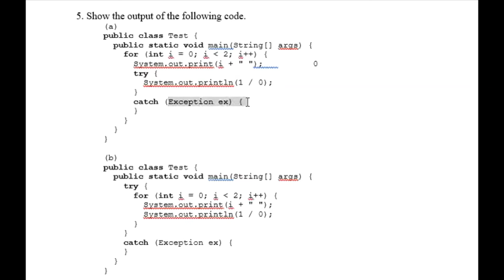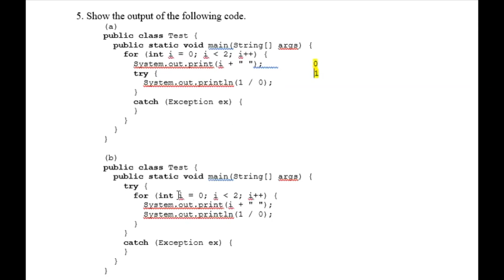Nothing is printed here, because there is no statement in the catch. So it goes back to the for loop. The value of i is incremented to 1, and System.out.println prints the i value, which is 1. Then 1 divided by 0 throws an exception. It's caught here, nothing is done, and it goes back to the for loop. The range is over, so the program terminates. So the output is 0 and then 1.